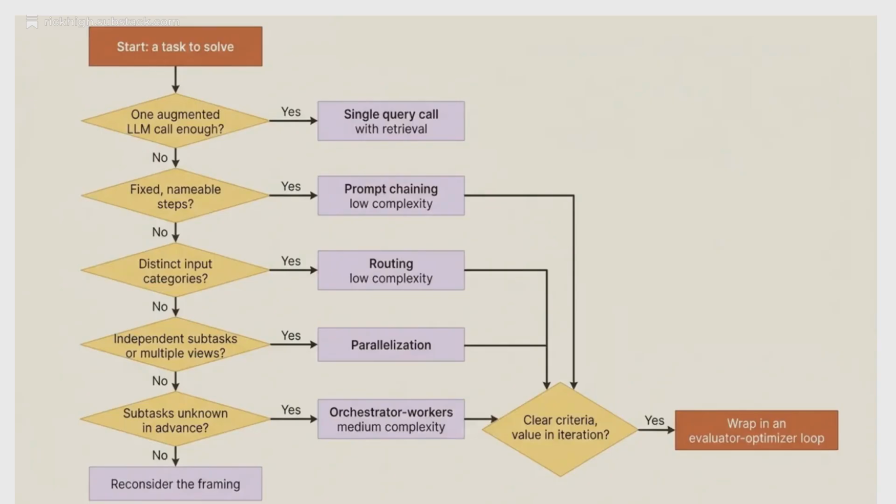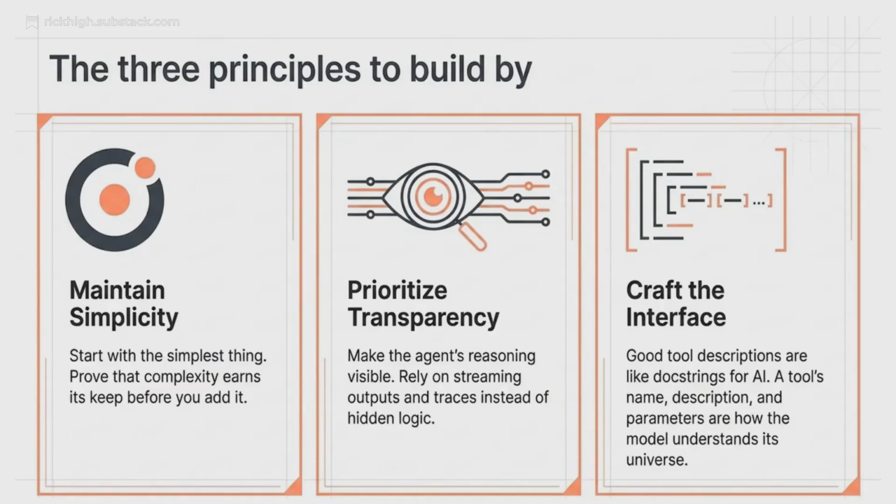The 3 principles to build by. Anthropic closes its guide with 3 principles, and they are a good lens for every design decision. Maintain simplicity in your agent's design. Prioritize transparency by explicitly showing the agent's planning steps. Carefully craft your agent-computer interface through thorough tool documentation and testing. Each one has shown up concretely.